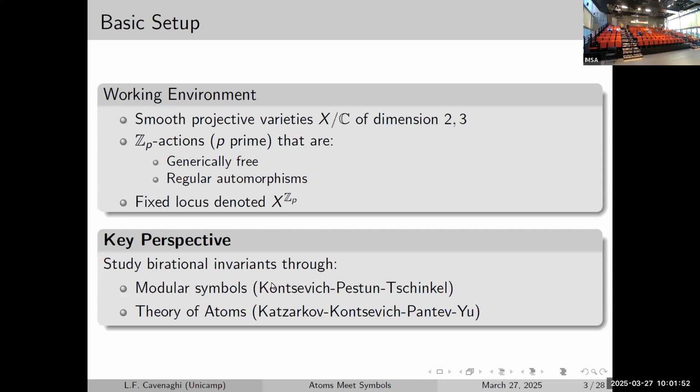But through the eyes of the combination of 2 key concepts in this field: for instance, the theory of modular symbols developed by Kontsevich-Pestun-Tschinkel. That's why I say symbols. And then the new theory of atoms, recently influenced by Katzarkov-Kontsevich-Pantev-Yu. All right, so we're going to try to merge these 2 concepts to find some applications in G-equivariant birational geometry, but in this talk where G are finite groups, it shall be Z/p.